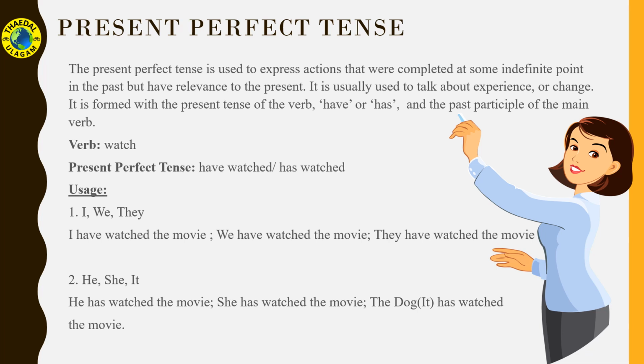I, we, they use the have form. He, she, and it use the has form. I have watched the movie. We have watched the movie. They have watched the movie. He has watched the movie. She has watched the movie. The dog has watched the movie, which also can be it has watched the movie.